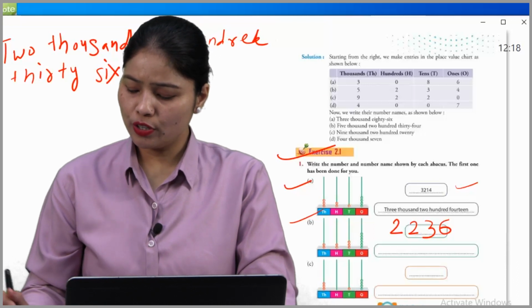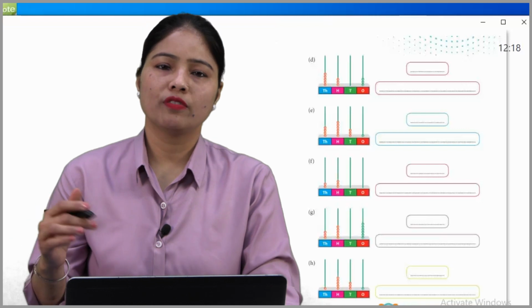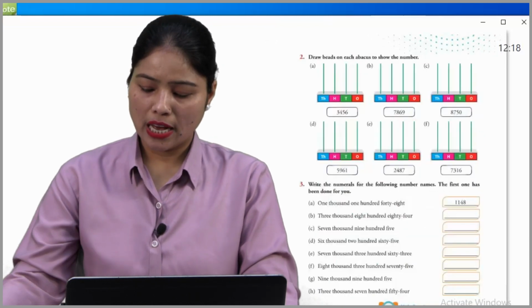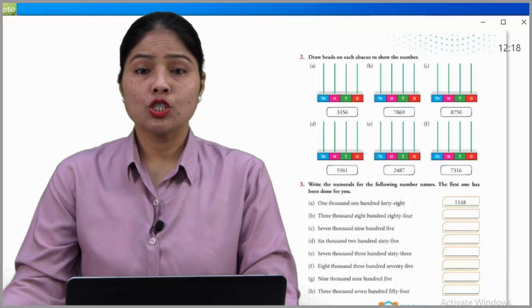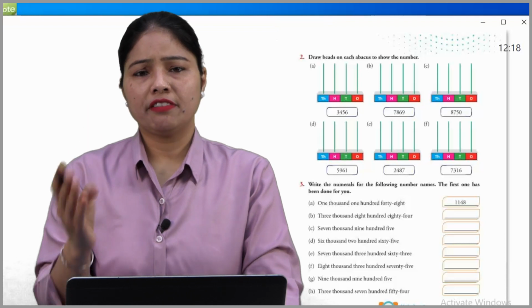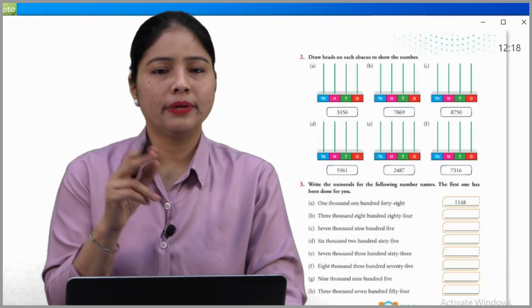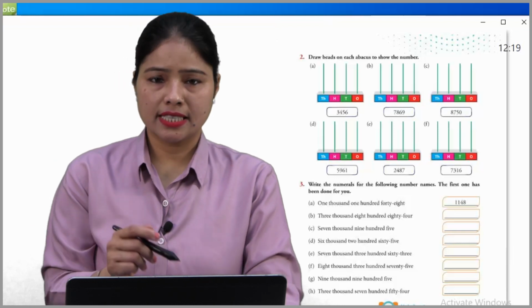So now move on next one. So these are the other examples given here. You have to solve it by yourselves. So now question number 2. Draw beads on each abacus to show the number. So बच्चों, number is already given here. You just need to draw beads over there. So at 1's place, how many numbers? 6 is given.